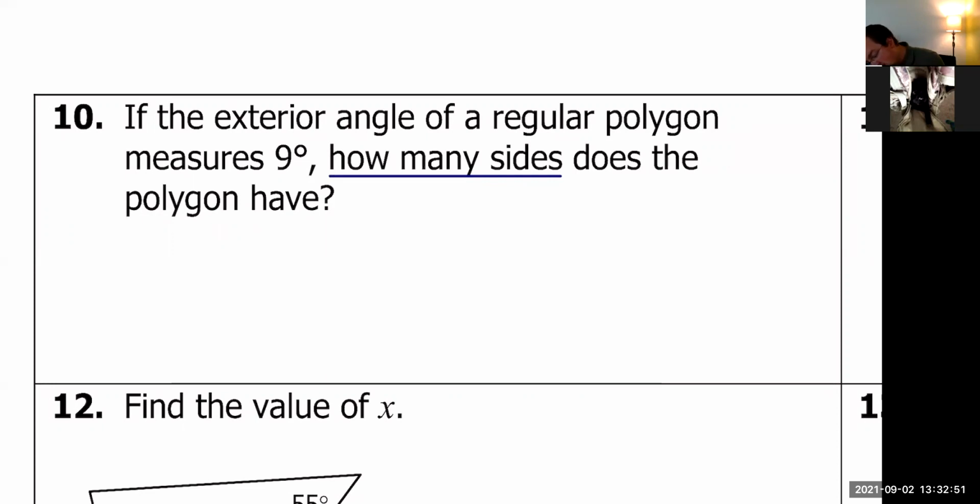We're actually given the measure of the exterior angle: a regular polygon's exterior angle measures 9 degrees. I seem to recall on the previous page, for the number of sides of a regular polygon, all we had to do is take 360 and divide it by one of the exterior angles. So 360 divided by 9 equals 40. 40 sides.